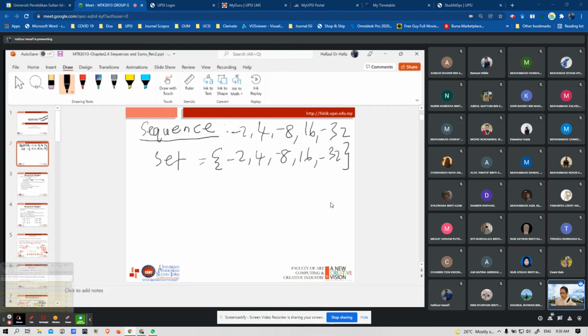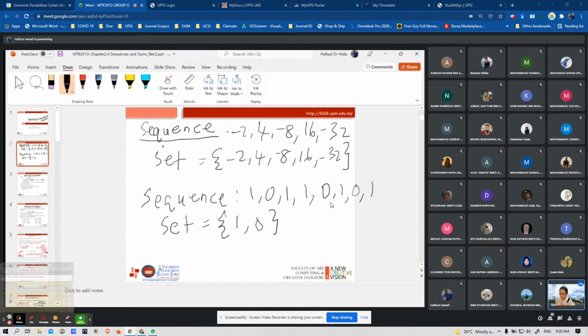And then another example, you have a sequence 1, 0. Here the set is equal to the members, 0, 1, and 0. The corresponding set is 0 and 1.